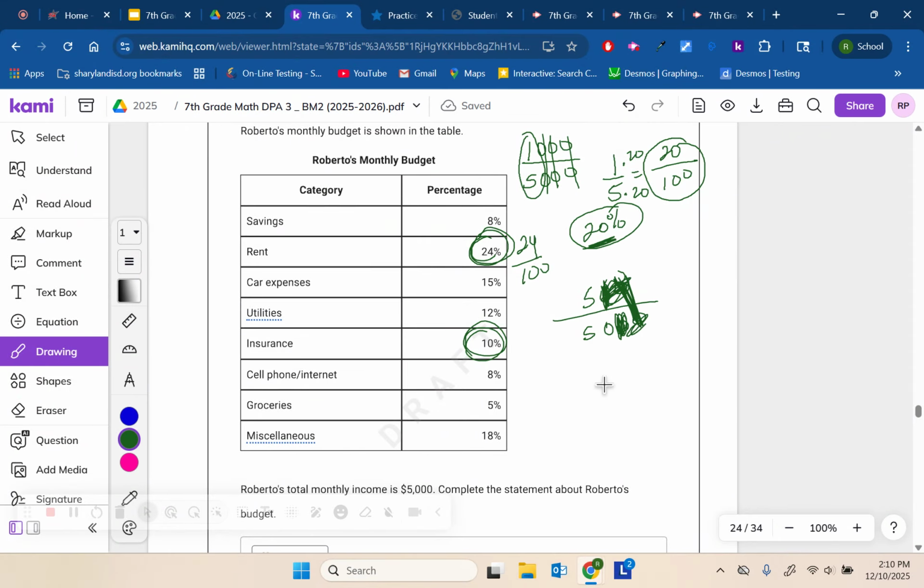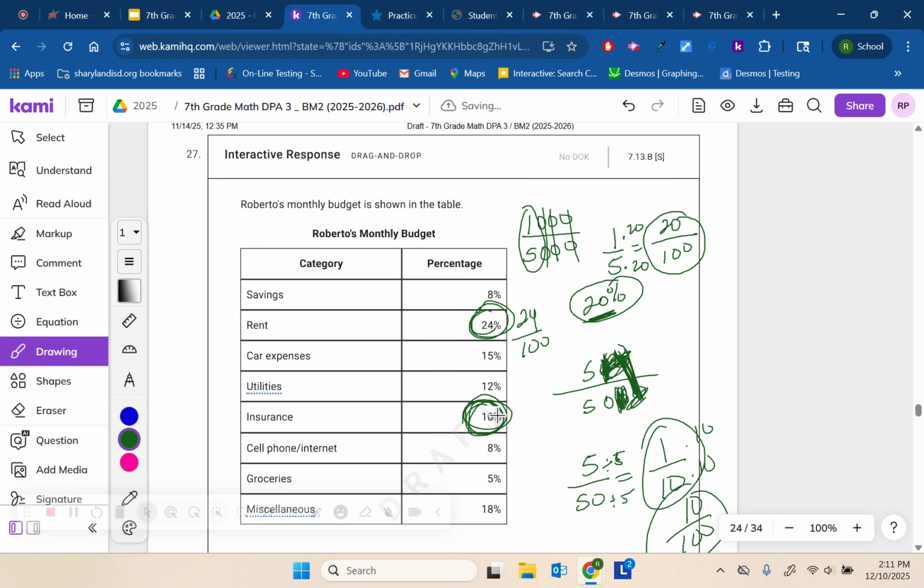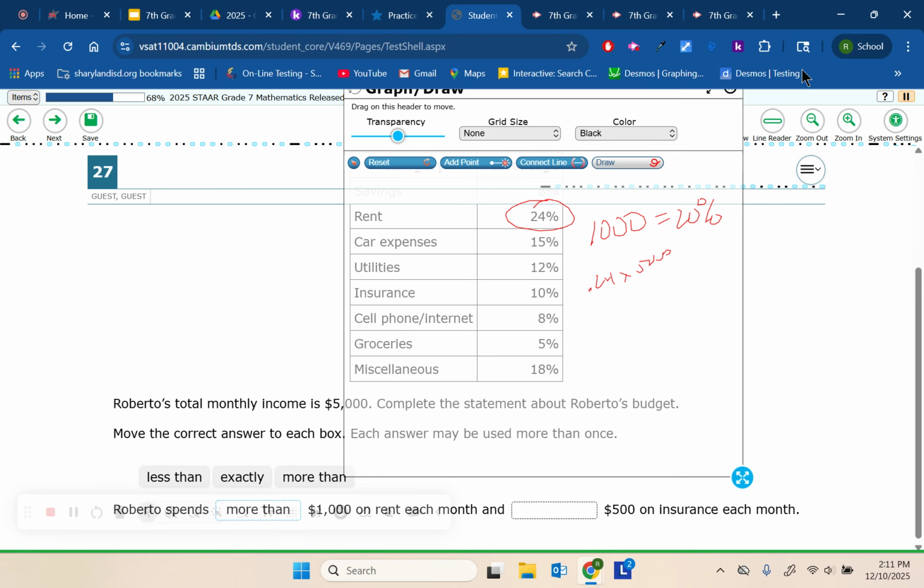All right. So I am spending $5 out of $50 on insurance. If I simplify this fraction, divide by 5, I'm getting 1 over 10. 1/10 times 10 over 10 is 10 over 100. That's going to be my 10%. So there's my exactly. So my $500 is exactly 10%. So that's why it fits.